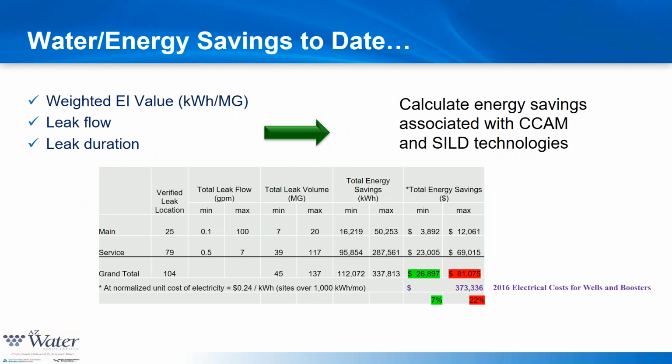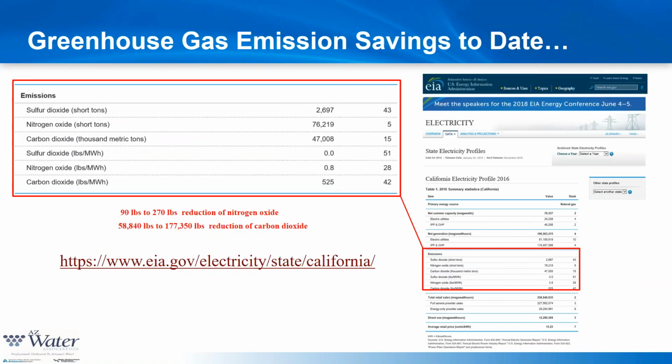What we found is that we've saved between 137 and 145 million gallons, to the tune of a little over 100 to over 300,000 kilowatt hours saved, and between $26,000 and $81,000, considering they're paying 24 cents a kilowatt hour over there. That's about anywhere from 7 to 22% of their total electric costs from 2017. How many pounds of CO2 did we reduce? About 58,000 to 177,000 pounds of CO2, according to the EIA.gov electricity website.